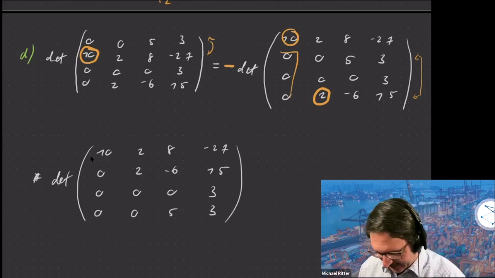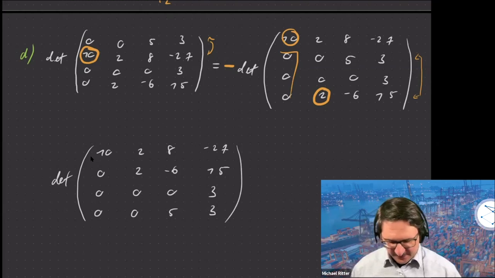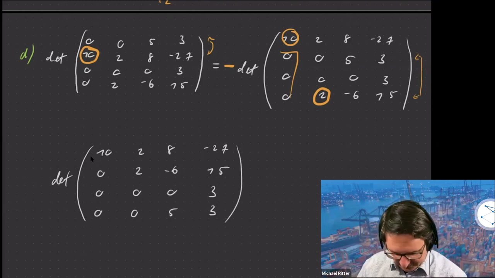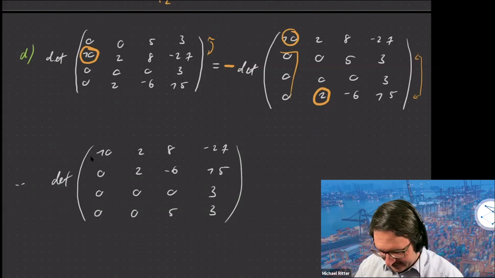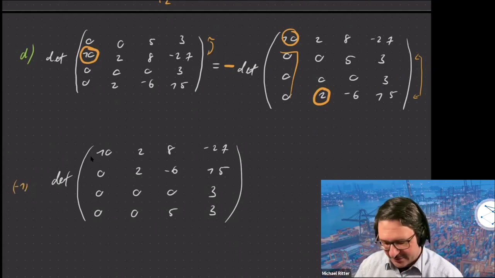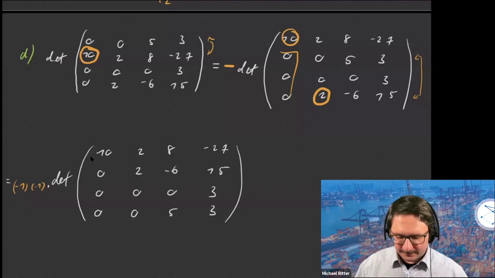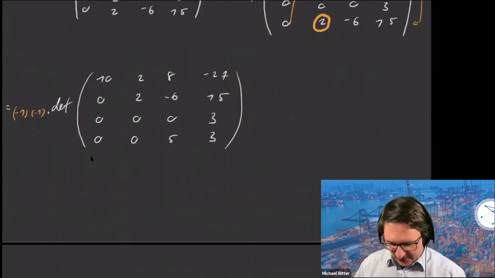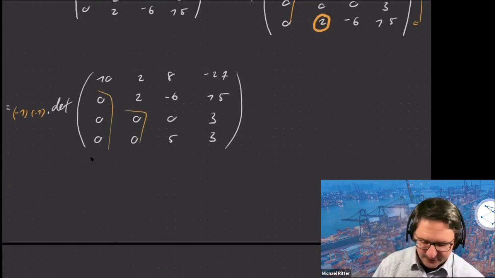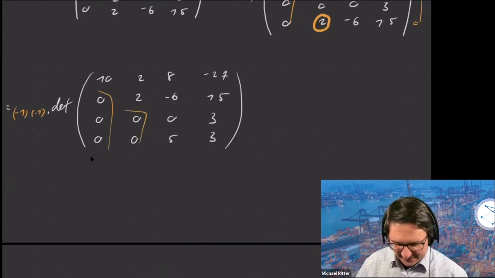And actually, let me add that explicitly here. You notice we again swap two rows. So we still have this orange minus one here from before. And now we again swap two rows. So we have to multiply this again by minus one. Okay. So we have zeros here. We have zeros here. So we almost get last step.